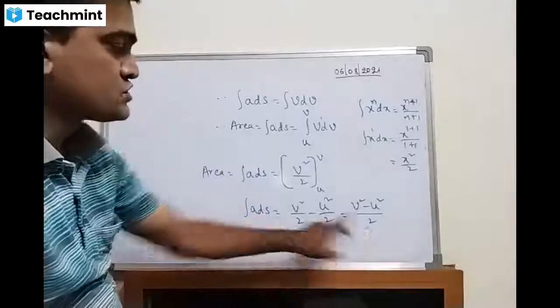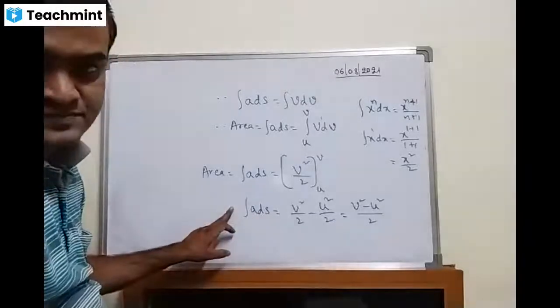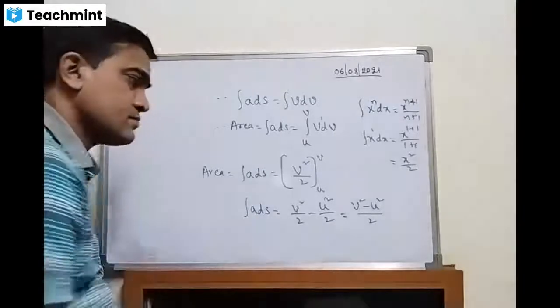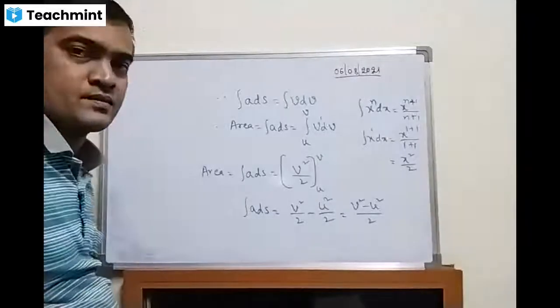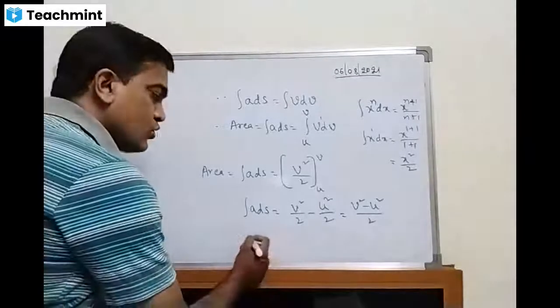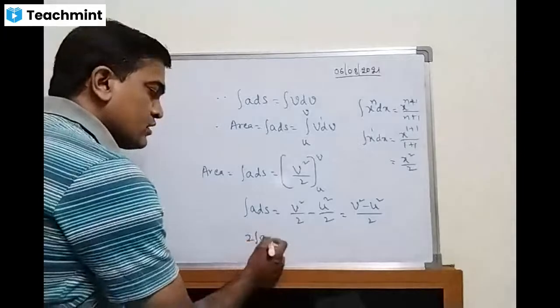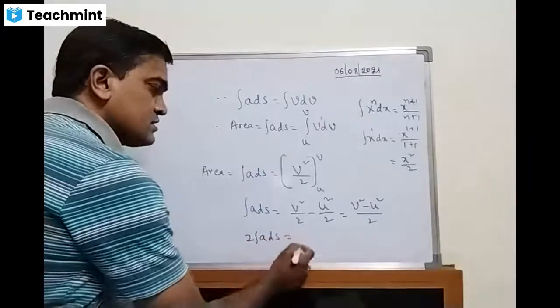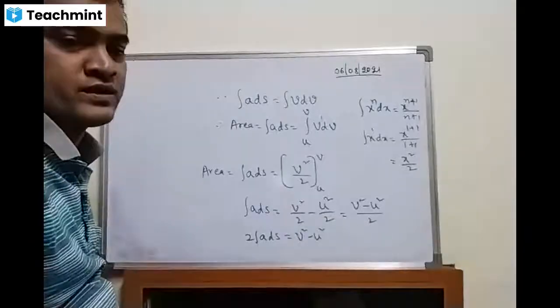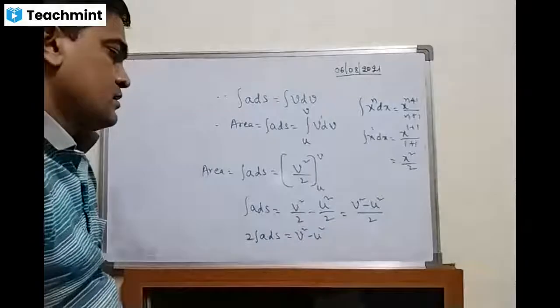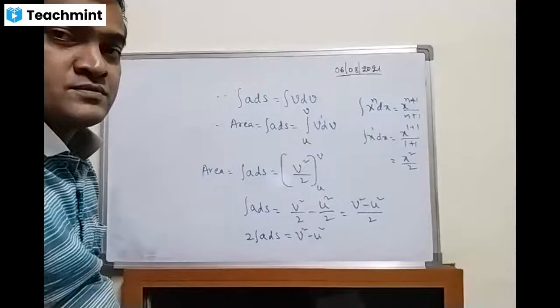If I bring this 2 towards the left side, what I'll get is 2 times the integral of a ds is equal to v square minus u square. Clear?